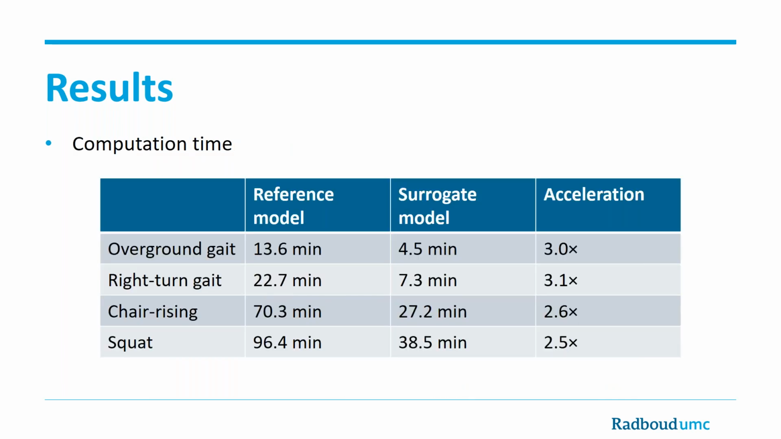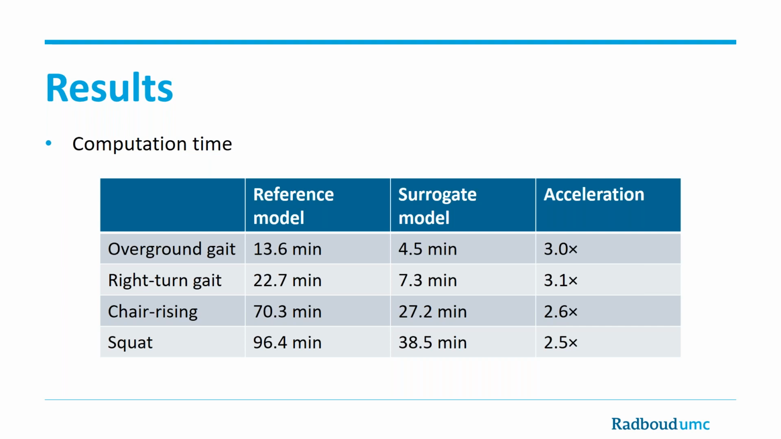In terms of computation time, we could achieve a computation time for a general overground gait trial of about 4.5 minutes using the surrogate model. This compares to 13.6 minutes when using the default model. So overall, we observed an acceleration of a factor of 3.